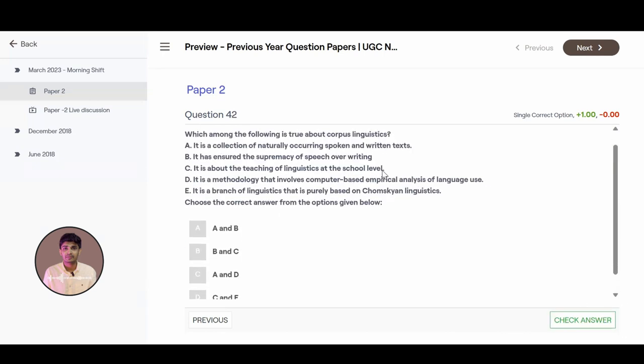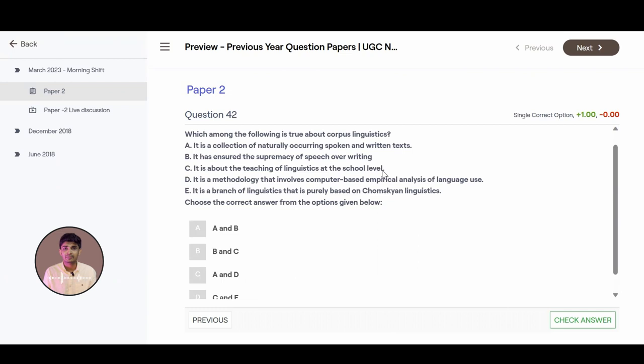Next, which among the following is true about corpus linguistics? A. It is a collection of naturally occurring spoken and written texts. B. It has ensured the supremacy of speech over writing. C. It is about the teaching of linguistics at the school level. D. It is a methodology that involves computer-based empirical analysis of language use. It is a branch of linguistics that is purely based on Chomsky and linguistics.